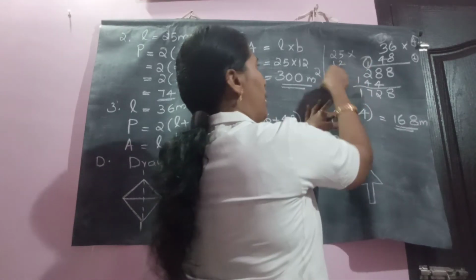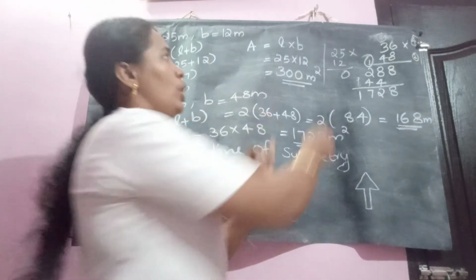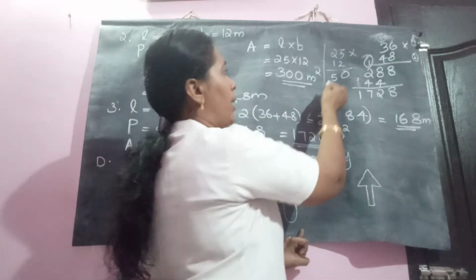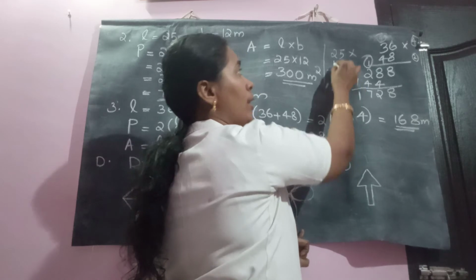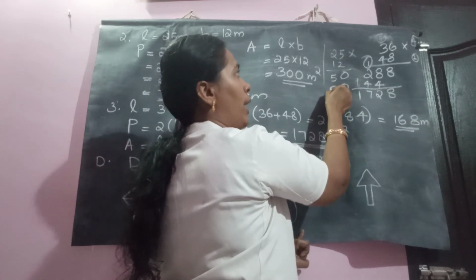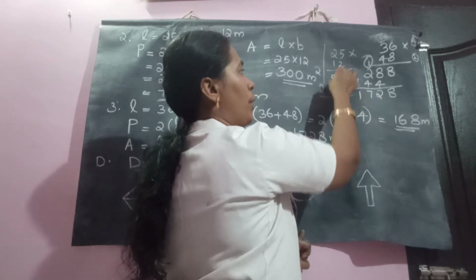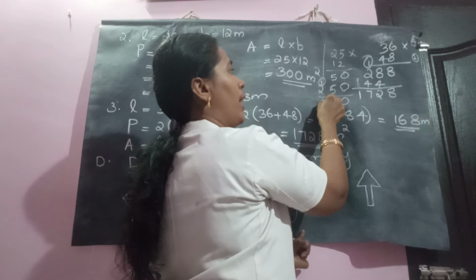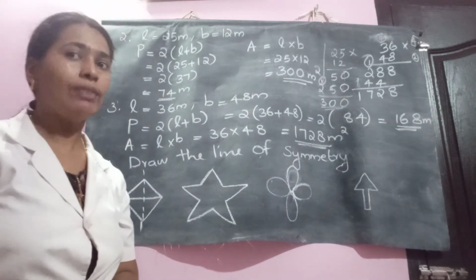So let us multiply. 5 2s are 10. Balance in hand. 2 2s are 4. 4 plus 1, 5. Similarly, 1 into 5. First you have to start with 0. Then 1 into 5, 5. 1 into 2, 2. 0 plus 0, 0. 5 plus 5, 10. Carry over 1. So we have 300. 25 into 12 is 300.